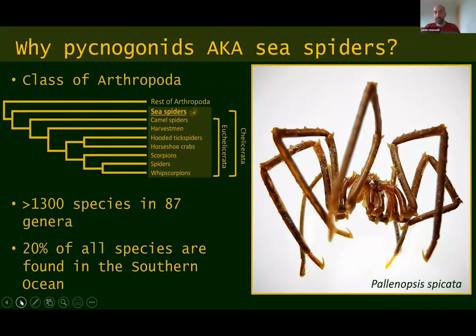And there's 10 families. Now, the reason the Southern Ocean is really good for studying sea spiders and why it was good for this analysis is that it's the only place where all 10 families are known to occur together. It's also extremely species rich, with 20% of all species being found in the Southern Ocean. Another reason why they were good for this analysis is that there's actually a large occurrence database stretching back nearly 200 years. So we had enough data for us to work with.